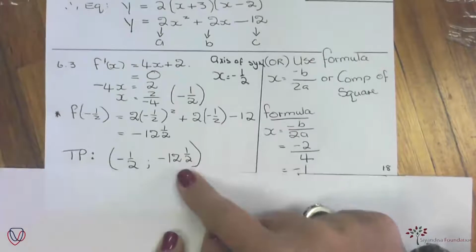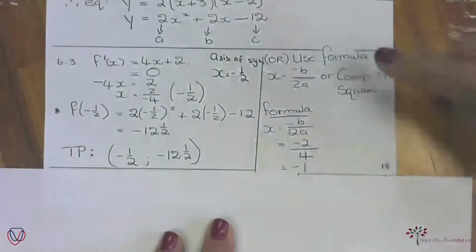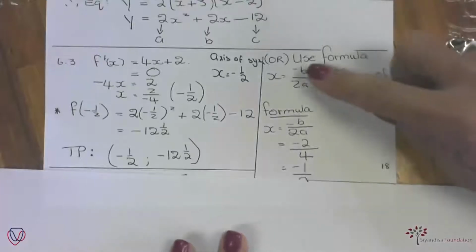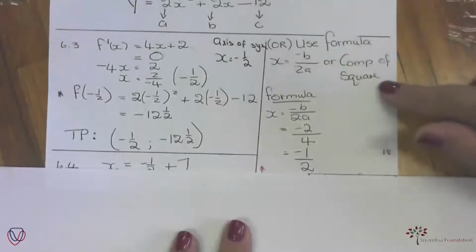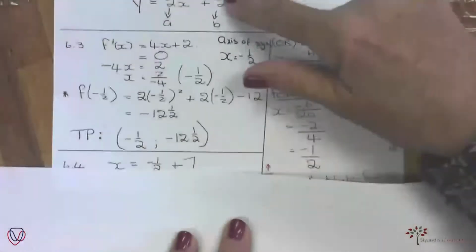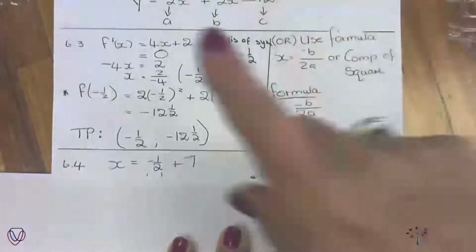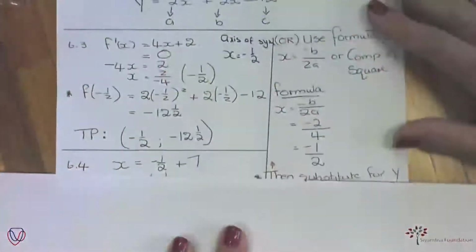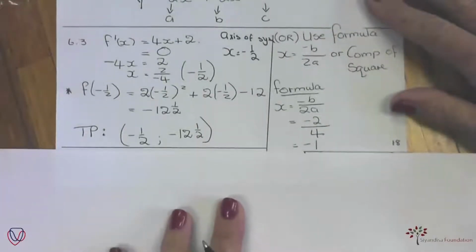For minimum or maximum, first derivative equal to 0. Or you can use the formula, x is minus b over 2a. Or you can complete the square also for that equation. I would rather use the formula, because to complete the square with a number there makes it quite difficult for people who are struggling with completion of the square.